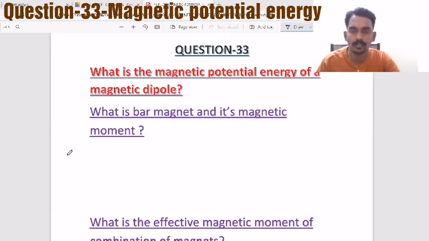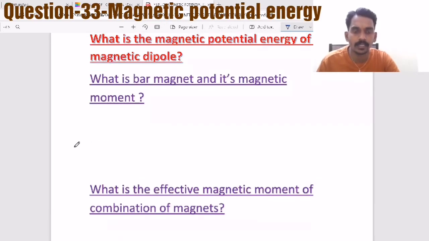Now we are going to study question number 33, related to magnetic potential energy, or the magnetic dipole, nothing but a bar magnet placed inside a uniform magnetic field. What will happen? To understand the questions based on this, the very first thing is, what is a bar magnet and its magnetic moment? That is the first thing we need to understand.